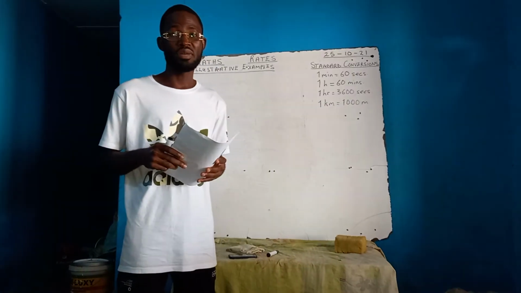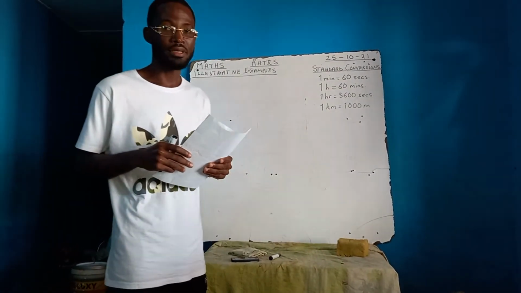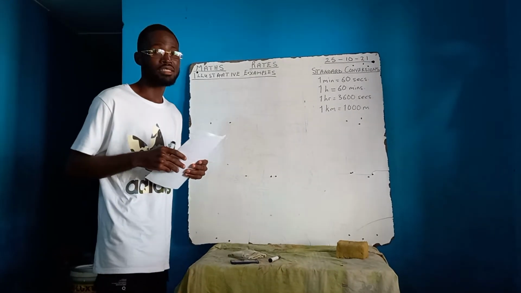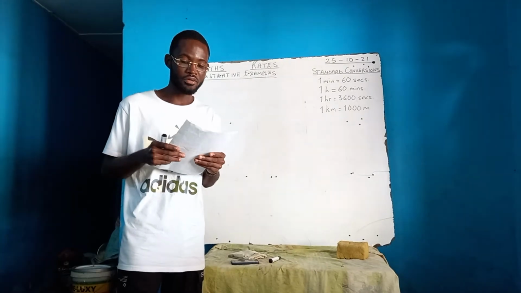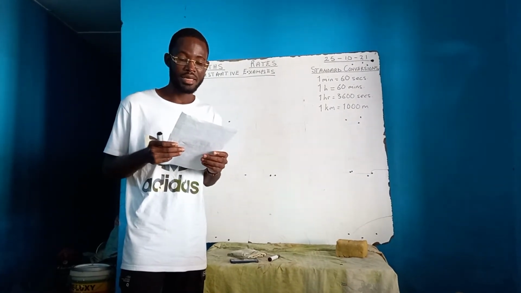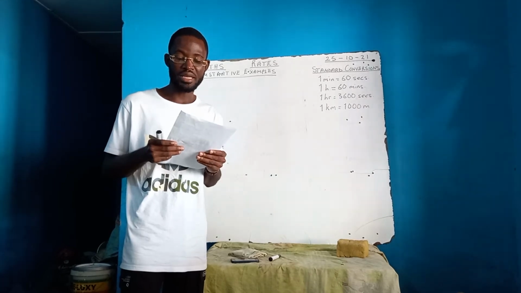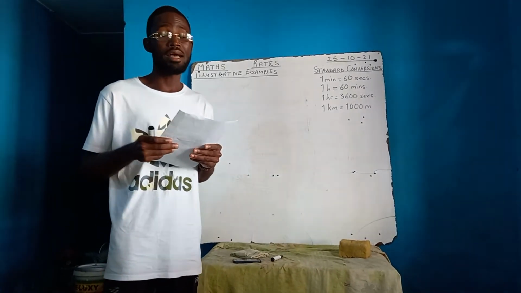So without wasting my time, we'll commence our lesson for today. So here is the example on rates for this lesson. We have a motorist who covers a distance of 800 meters in 5 minutes, and we are being asked to find his average speed in kilometers per hour.